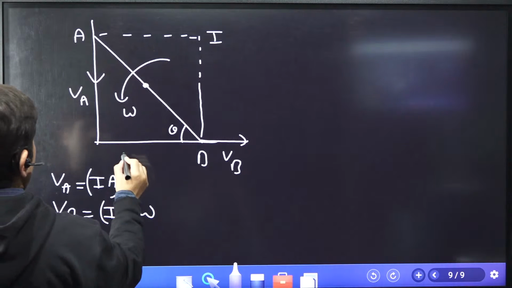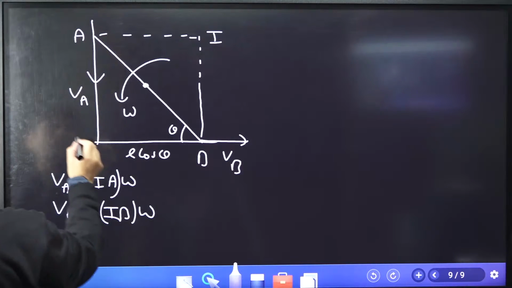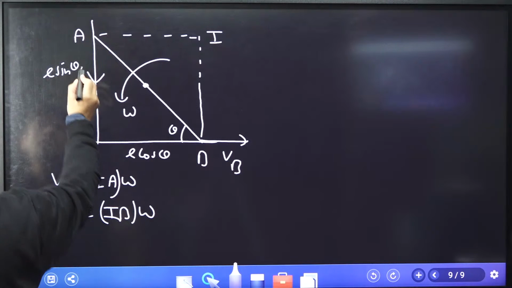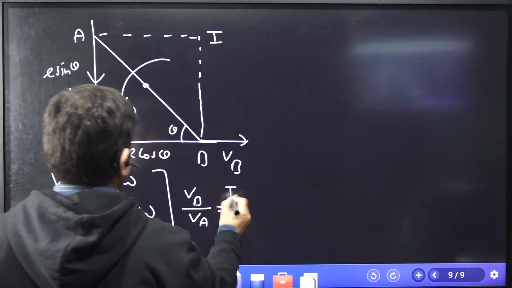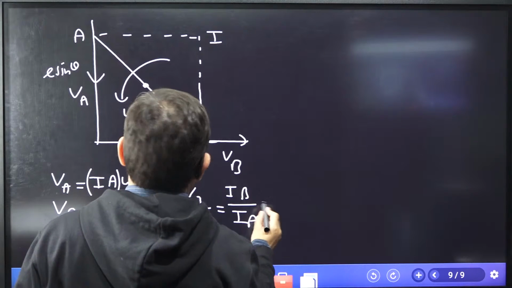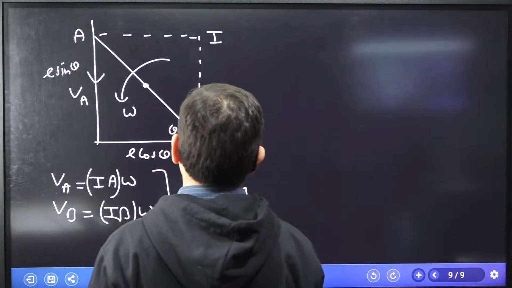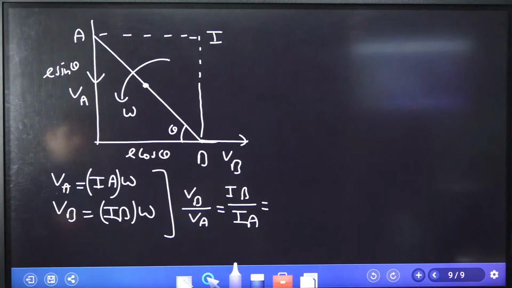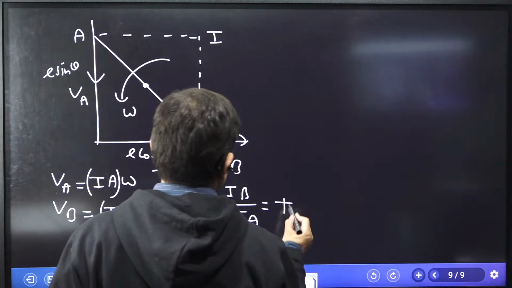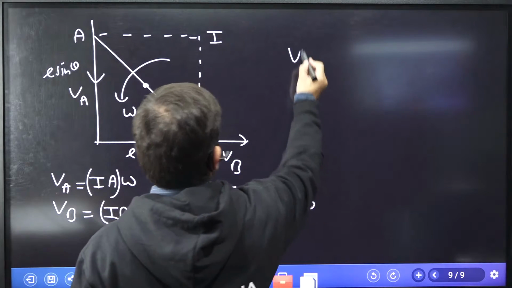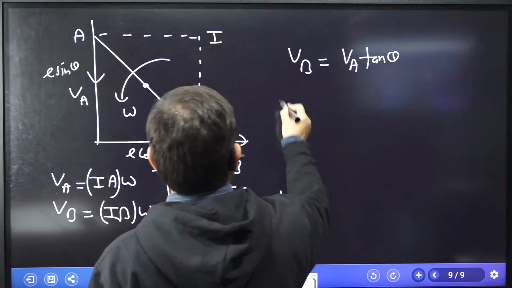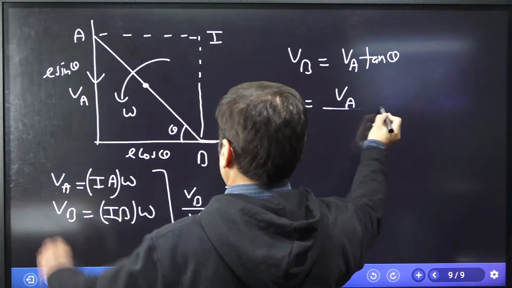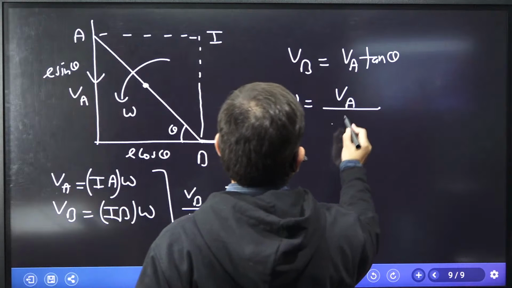What is IA? L cos theta. What is IB? L sin theta. So use these two terms. VB over VA is IB over IA, that is L sin theta over L cos theta. So this comes out to be tan theta. So VB is equal to VA into tan theta. And if I want to find omega, that is VA over IA, and IA is L cos theta.